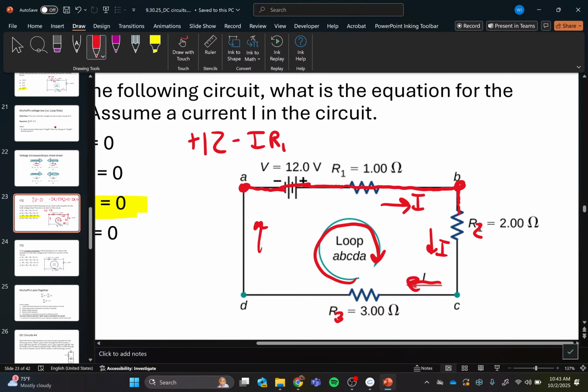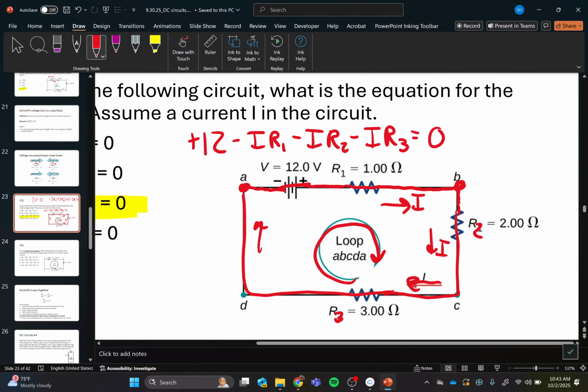The current, again, is going the direction I'm moving. I'm still going, quote unquote, downhill. So I subtract IR2, and then I'm walking, hit the other resistor. Again, going in the direction current's flowing, going downhill. And eventually I end back where I started, so I'm done. All that equals 0. This is the process.